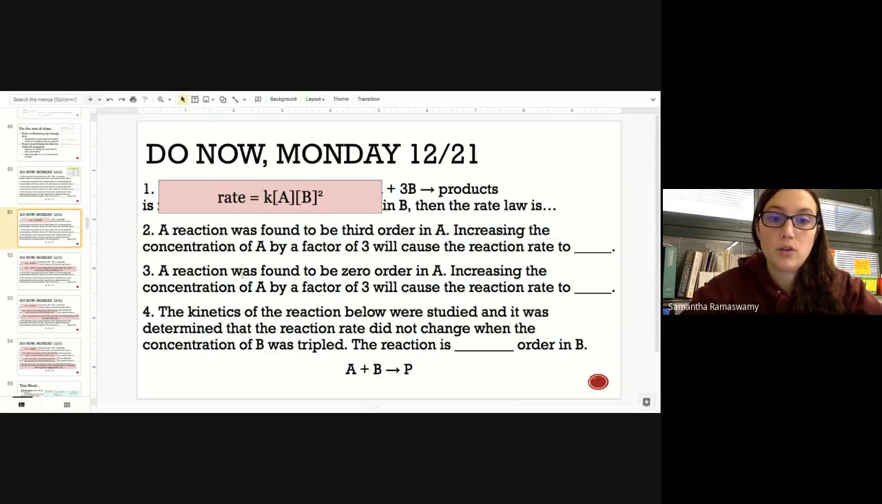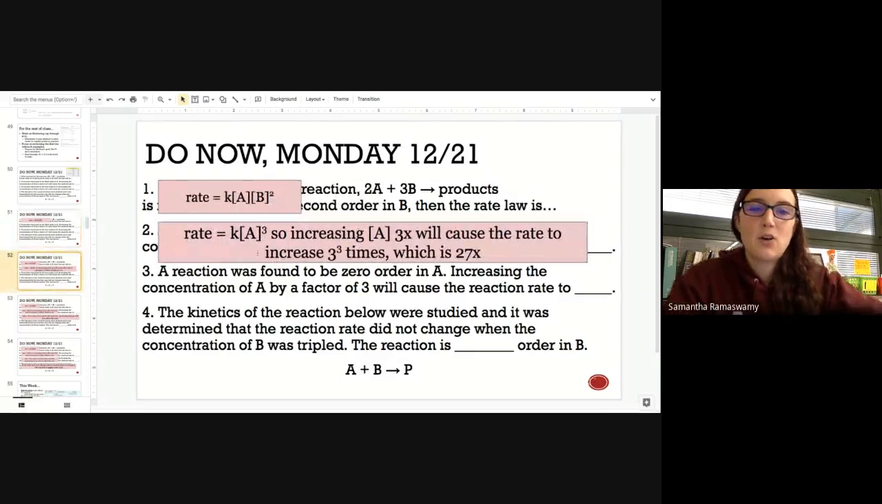In the case of number 2, if we're increasing the concentration of A by a factor of 3, think about putting a 3 inside the brackets and a cubed on the outside. 3 cubed, what is that? 3 times 3 is 9, and 9 times 3 is 27. Since this reactant is third order, there's going to be a 3 as the exponent. So increasing A 3 times will increase the rate 3 cubed times, which is 27 times. So number 2 is 27 times.